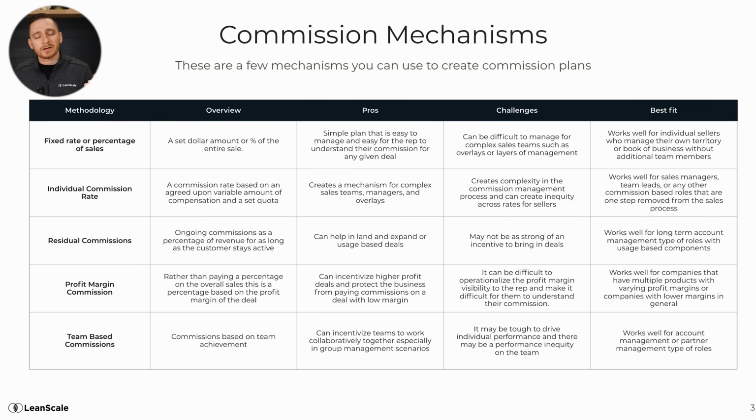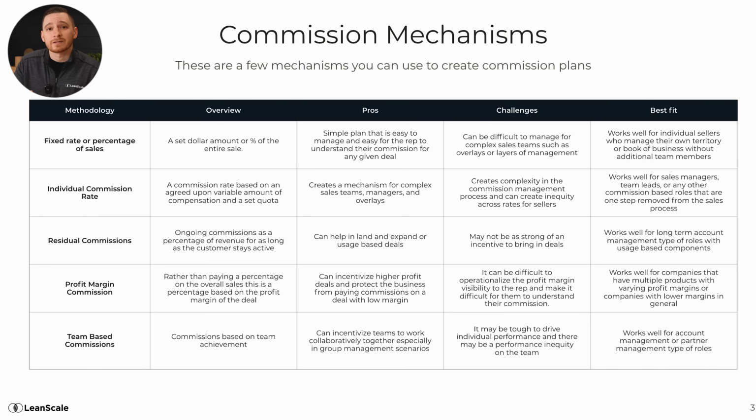Another way to do it is based on profit margin. So if you have certain combinations of deals where the profit margin may be different and you want to incentivize getting the most profitable deal, fix the commission rate in any of the mechanisms that we used before, whether it's individualized or fixed, to the profit margin on the deal itself, rather than the gross dollar value of the deal. This will help protect the business from paying too much commission on a deal if you don't have enough margin baked in.